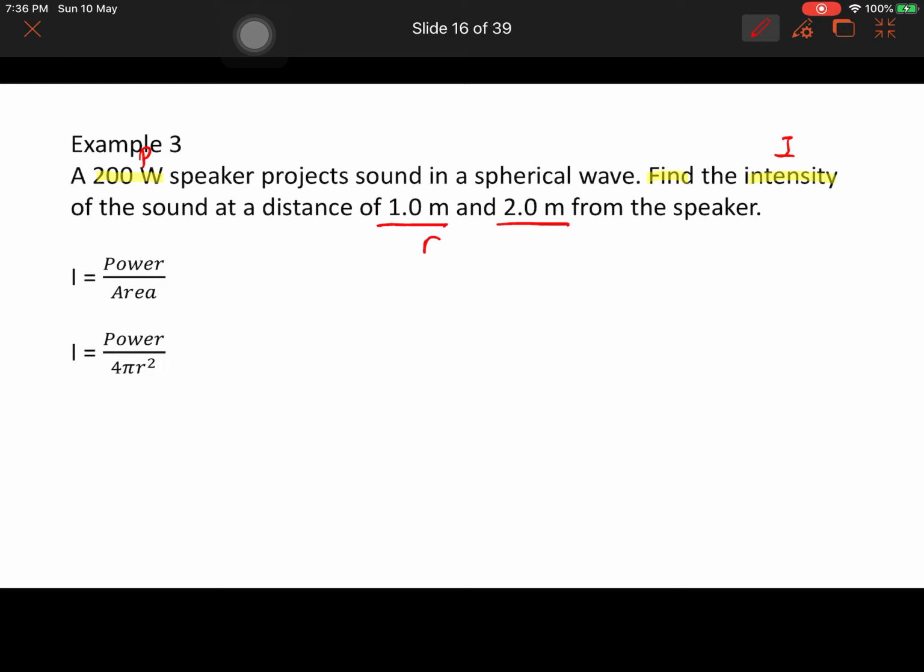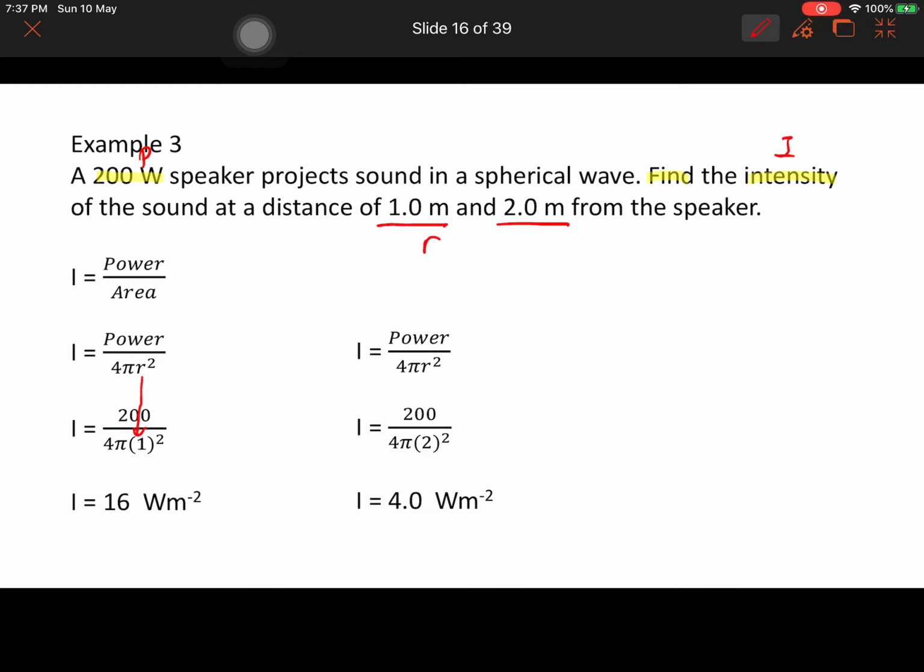Using the formula I equals power over area, I equals P over 4 pi r square. We know that P is 200, and at R equals 1, I substitute R equals 1 in here. You get I equals 16 watts per meter square. Now, at 2 meters, using the same formula, I substitute 2 in for my distance. You get 4 watts per meter square. From this, you can see that by doubling the distance, your intensity reduces by 75%. It reduces to a quarter of it, isn't it?